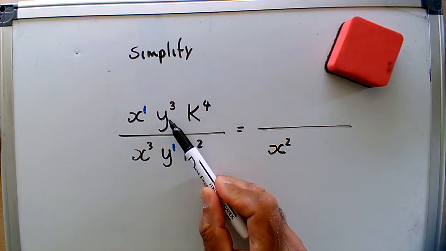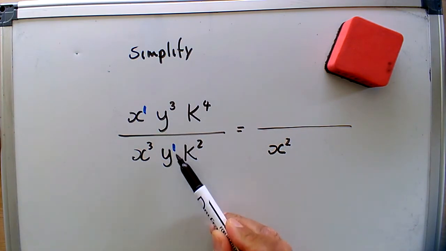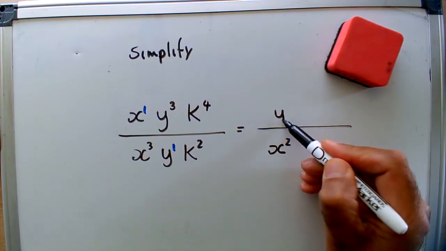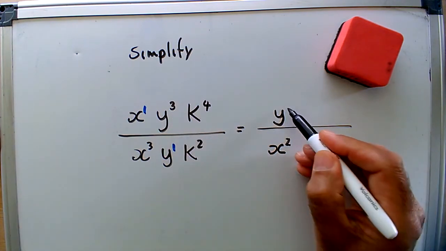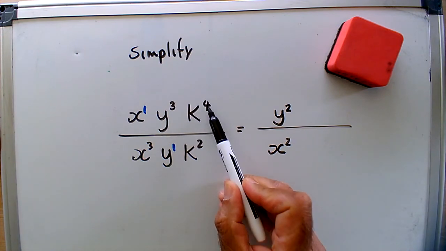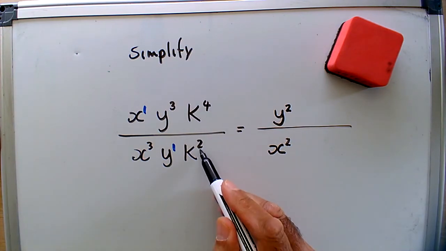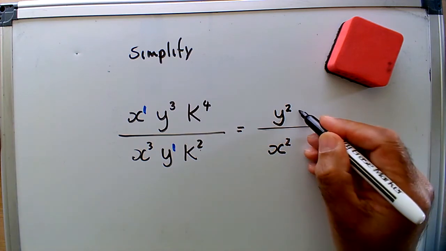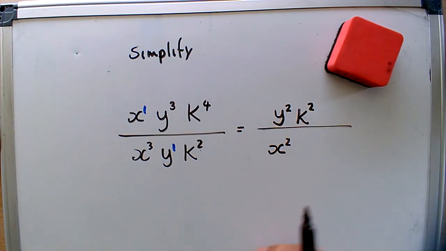Here, which is the y's, next. There's more on the top, so the y's are going to be on the top, and take 1 from 3 is 2. Now we go with the k's. There are more k's on top. So I take 2 from 4, which leaves me with k to the power of 2 on top.